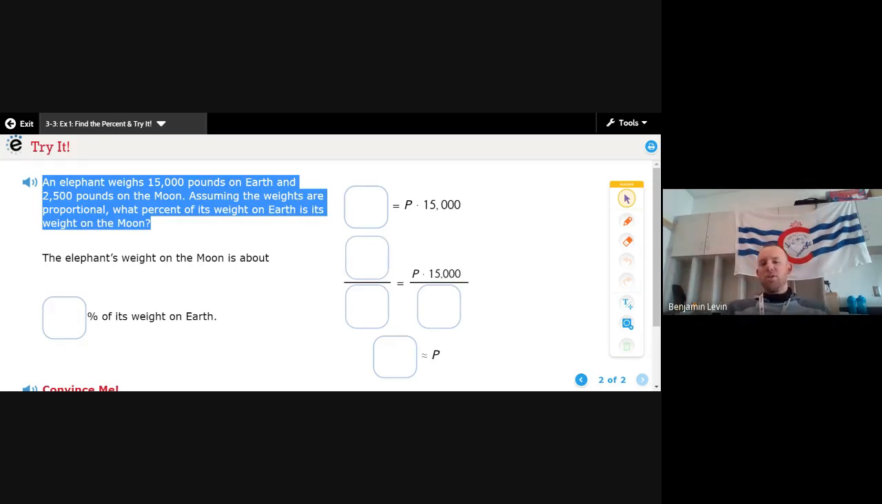Because Jupiter is much, much larger than Earth, it has more gravity. It has more mass, so it has more gravity. Anyways, because the Earth has more gravity than the moon, things weigh more on Earth, right?